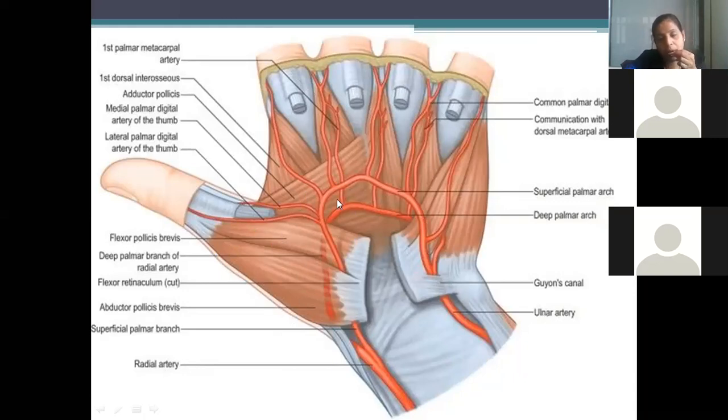Then lying above adductor pollicis and above the interossei is the deep palmar arch. And we know the branches. The 3.5 digits are supplied by the superficial palmar arch. The 1.5 digits are supplied by the deep palmar arch. Apart from that, we have the metacarpal arteries, perforating arteries and the recurrent artery coming from the deep palmar arch.